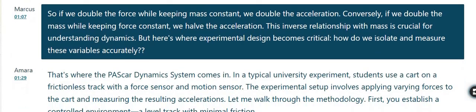So if we double the force while keeping mass constant, we double the acceleration. Conversely, if we double the mass while keeping force constant, we halve the acceleration. This inverse relationship with mass is crucial for understanding dynamics. But here's where experimental design becomes critical. How do we isolate and measure these variables accurately?